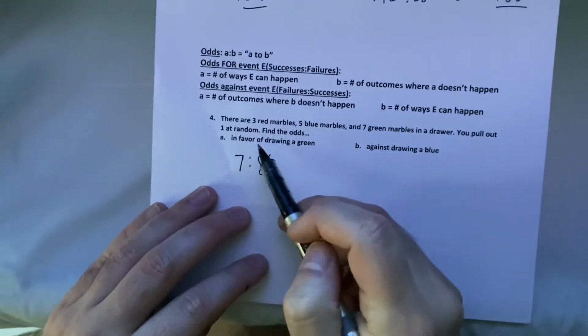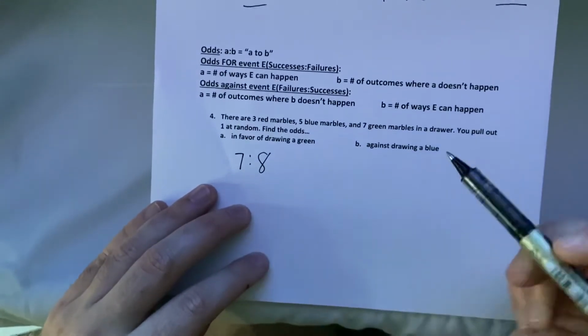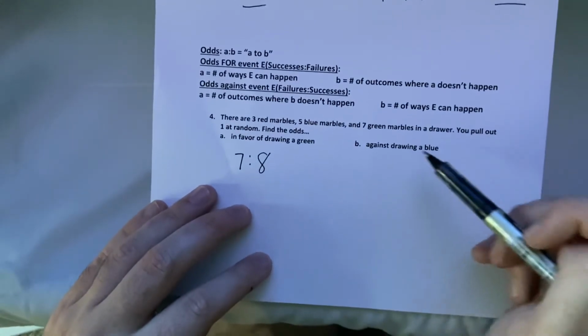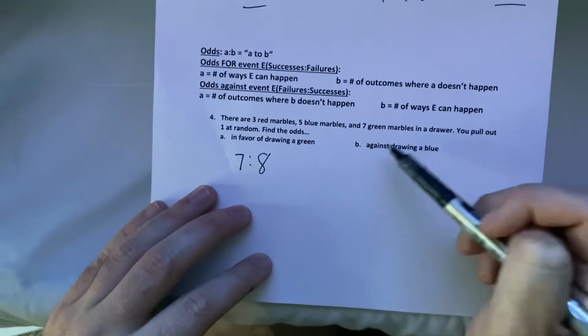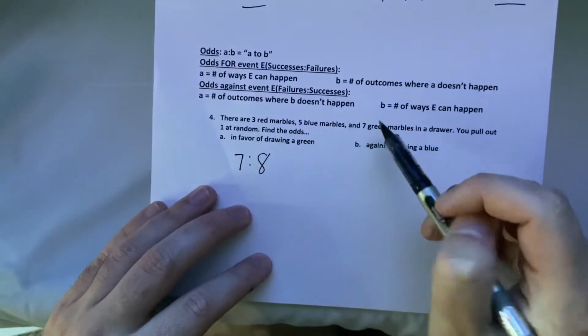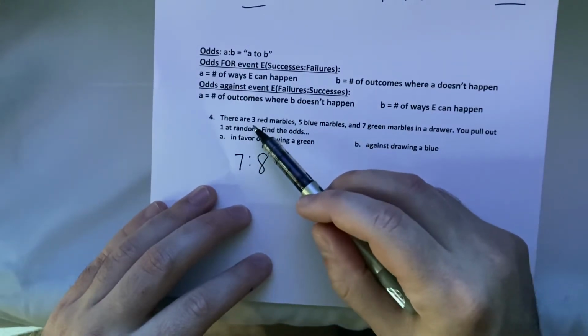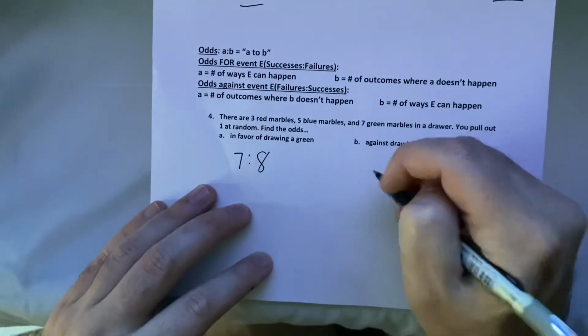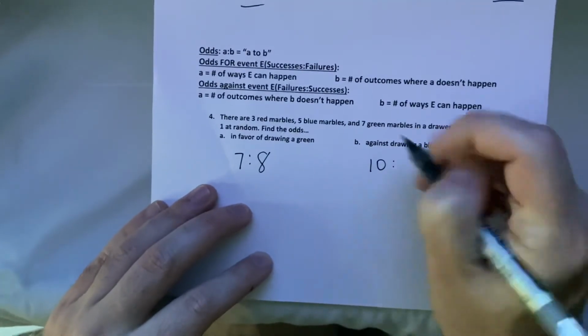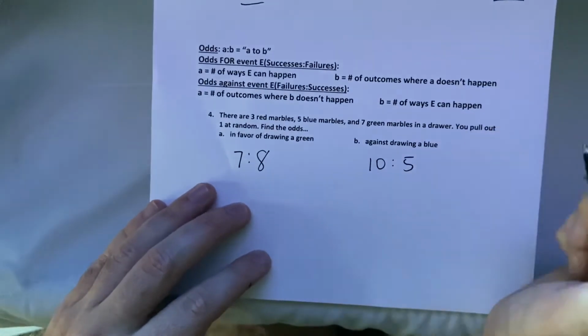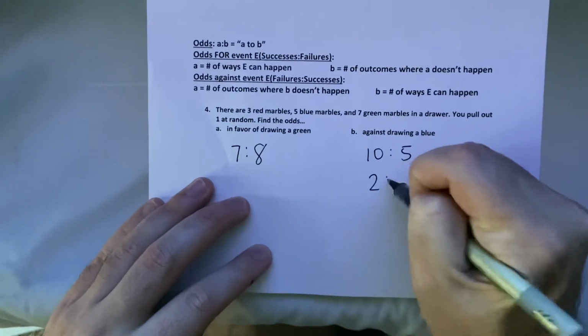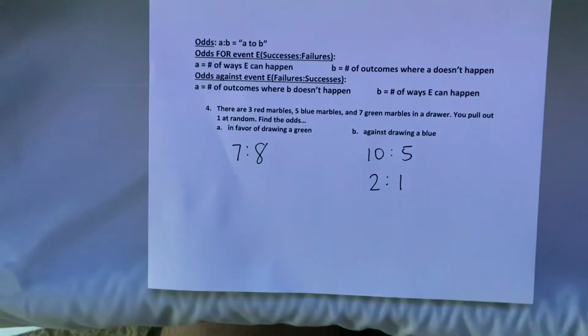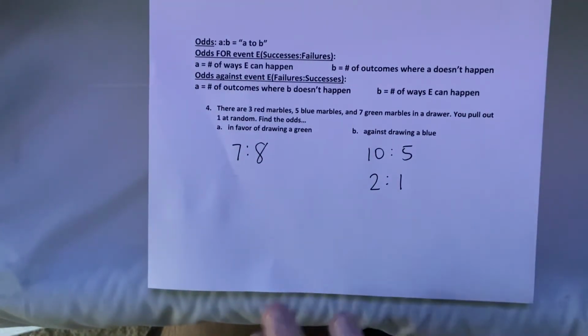So when it's in favor of, it's successes to failures. Against is failures to successes. So against drawing the blues, how many ways can you fail to draw a blue? 7 green or 3 red is 10. How many ways can you succeed? 5. But you still can reduce. So this reduces to 2 to 1. So your odds against drawing a blue are 2 to 1. Odds in favor of drawing a green are 7 to 8.